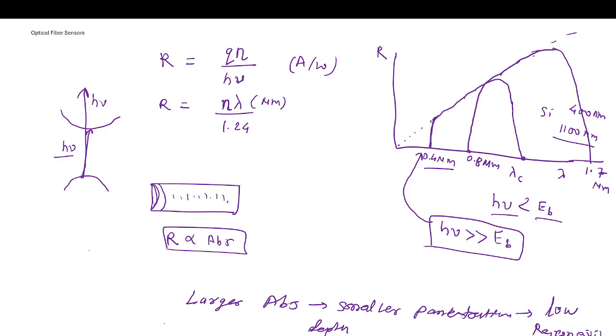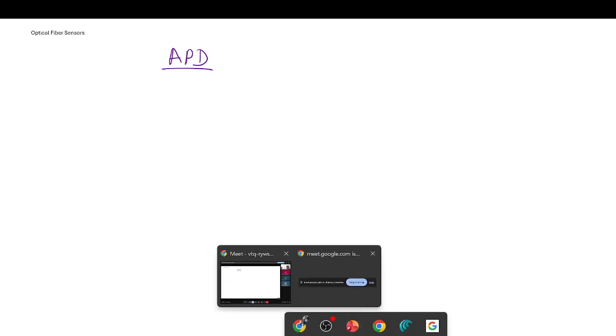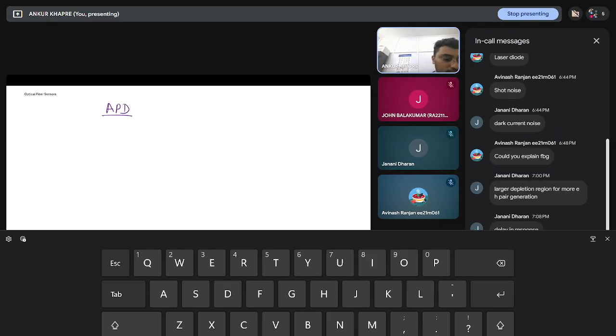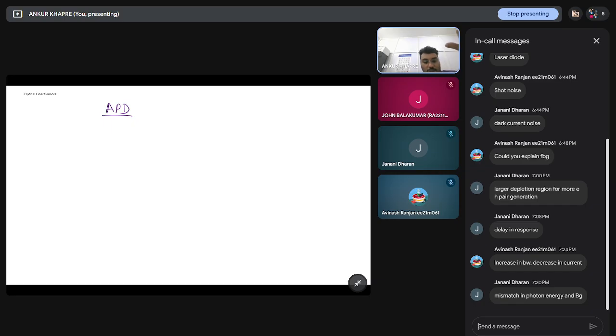Okay. Moving towards the avalanche photodiode. The first thing to understand is what exactly the avalanche photodiode is. Anyone can tell?